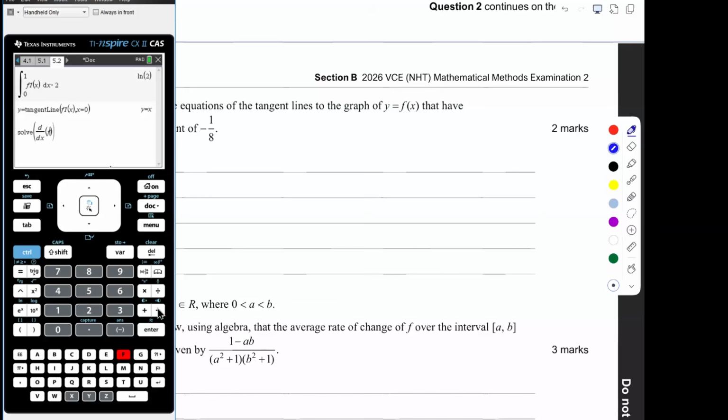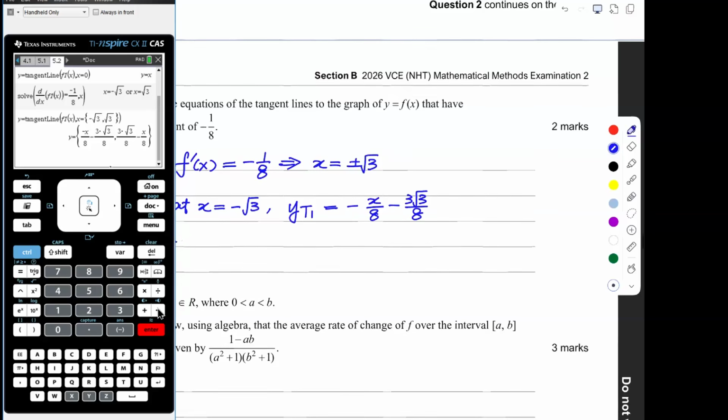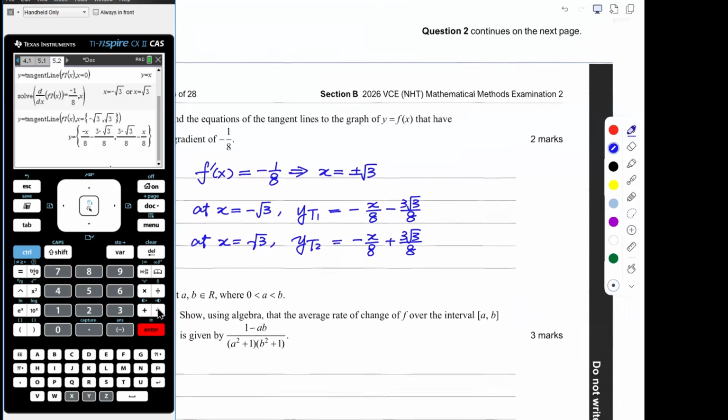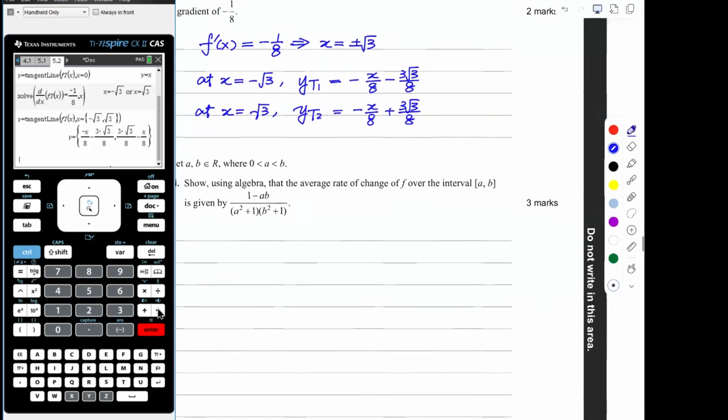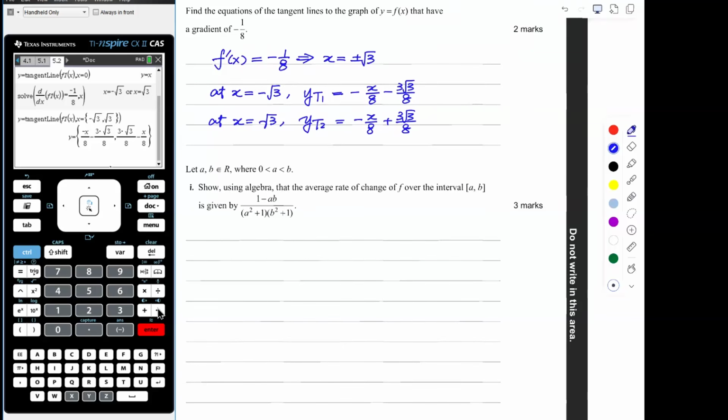We say yt1 equals minus x/8 minus 3√3 divided by 8. At x equals square root of 3, yt2 equals minus x/8 plus 3√3 divided by 8. Okay? All right, let a, b be real numbers, a is less than b and they are both positive. Show, using algebra, that the average rate over AB is given by this thing.